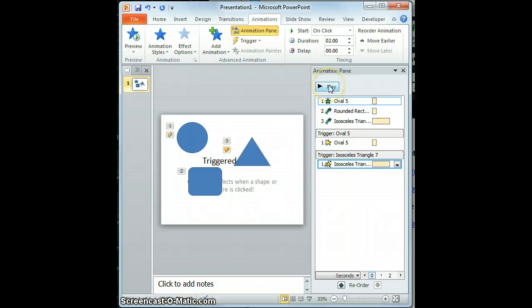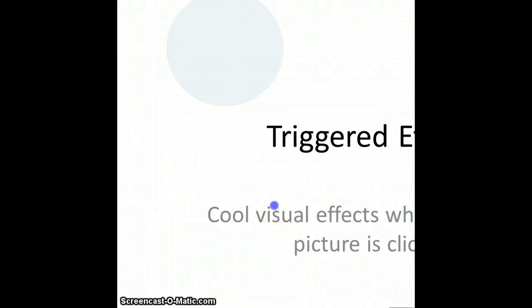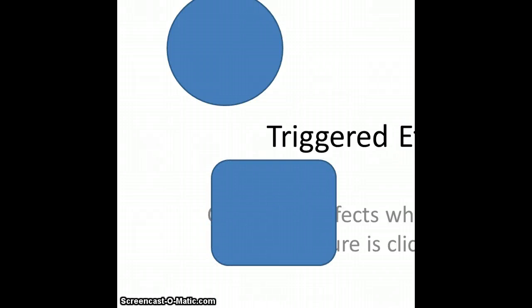And you also have the nice play button to see the preview. Now when I play this, 3 shapes appear. Now both the triangle and the circle will have an effect on click, triggered on the click of that object.